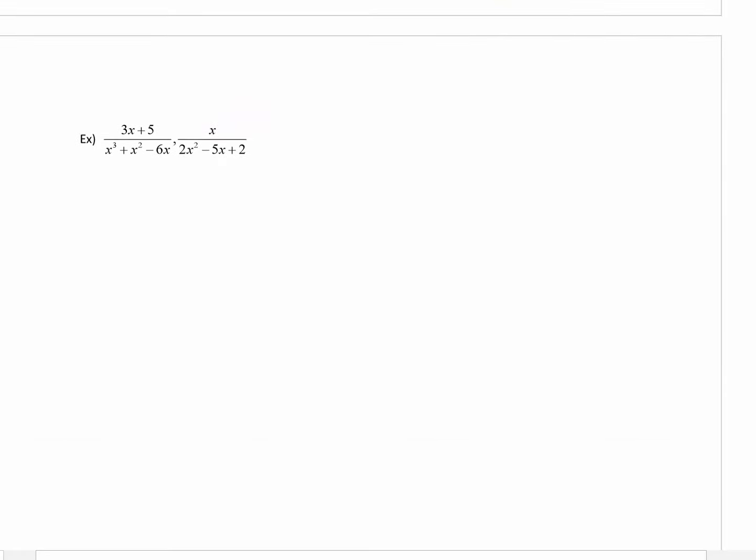Okay, let's take a look at the next example. All right, so for this example, we are going to have to factor the denominators. So I'm going to start with x cubed plus x squared minus 6x. I can factor out a GCF of x. And then I can factor the trinomial as x plus 3 and x minus 2.